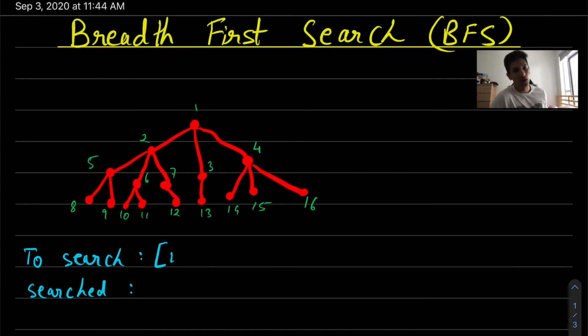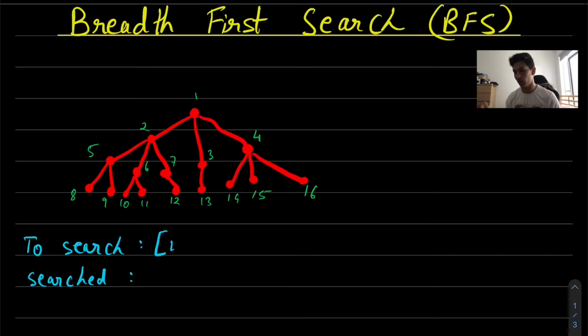Let's go through an example of breadth first search so you understand better. Right now we have 1, and we want to search 1. So we remove 1, we search it, and we add 2, 3, 4 to the queue because we just saw them. We added 2 first, so now we take 2 out of the queue and search it. We've searched 2 and we get 5, 6, and 7, so we add 5, 6, and 7 into the queue.